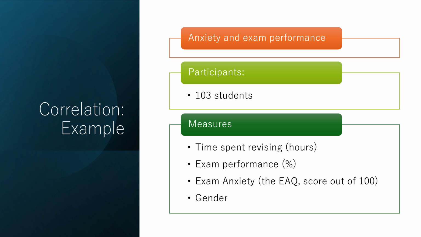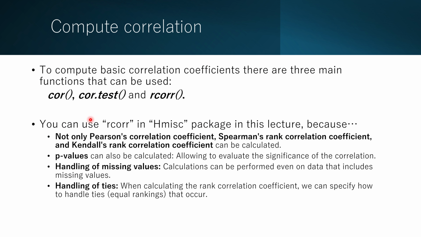Okay, let's calculate the correlation using R. Our example is 103 students. The variables are time spent revising, exam performance, exam anxiety, and gender. We will explore the signs and size of the correlations. There are some correlation commands: cor, cor.test, and rcorr.